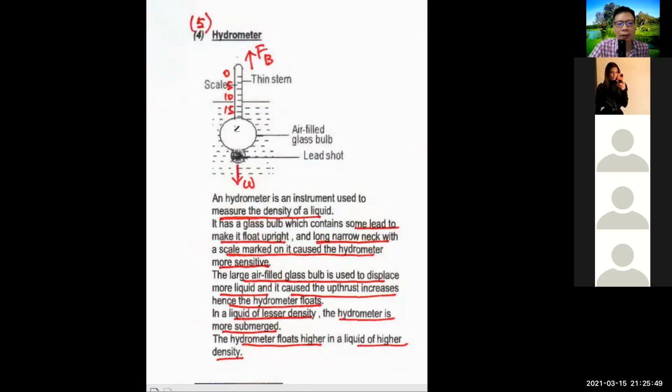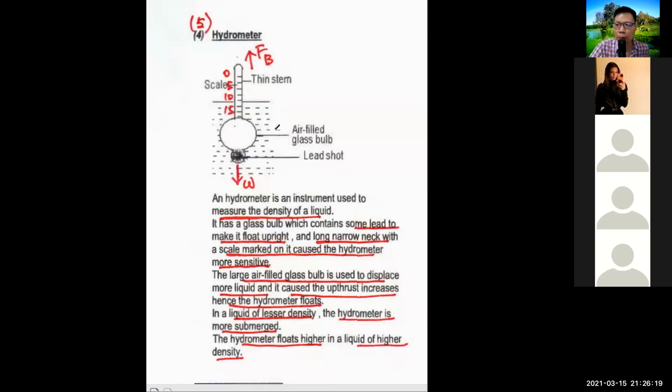This hydrometer has a scale here: 0, 5, 10, 15, and so on. When you put it into a liquid and it sinks very deep, it means the density is very low. When it sinks only a little bit, it means the liquid density is high. Understand?